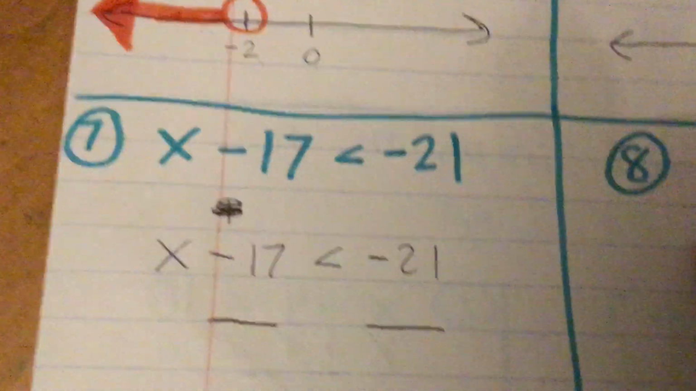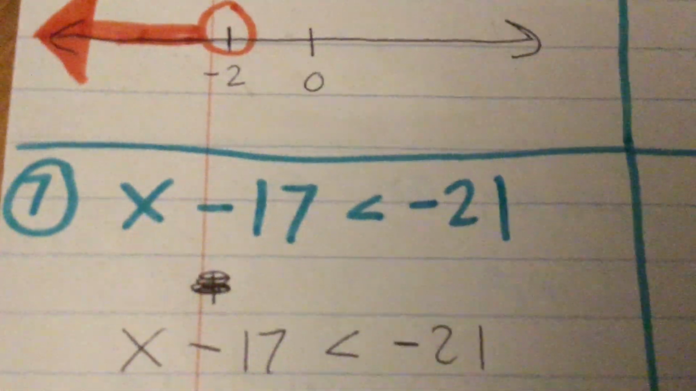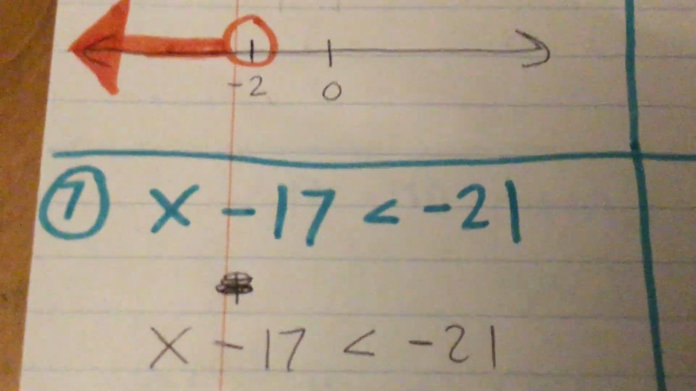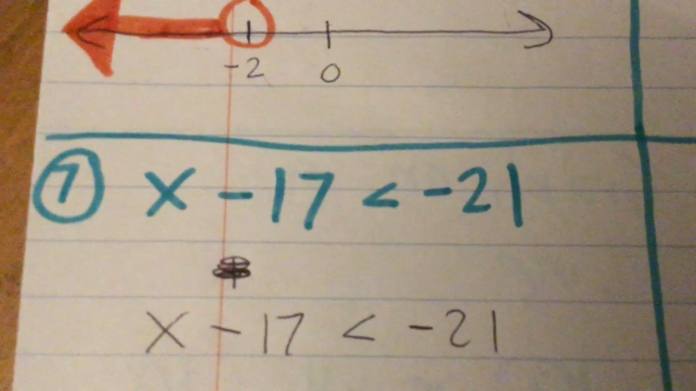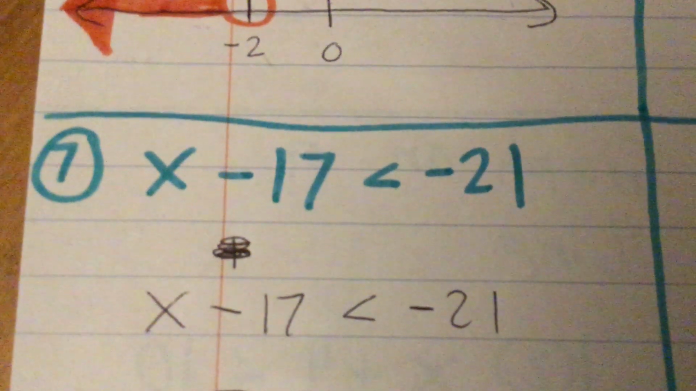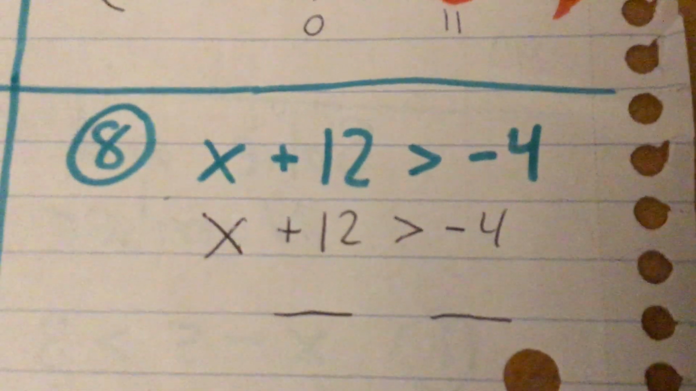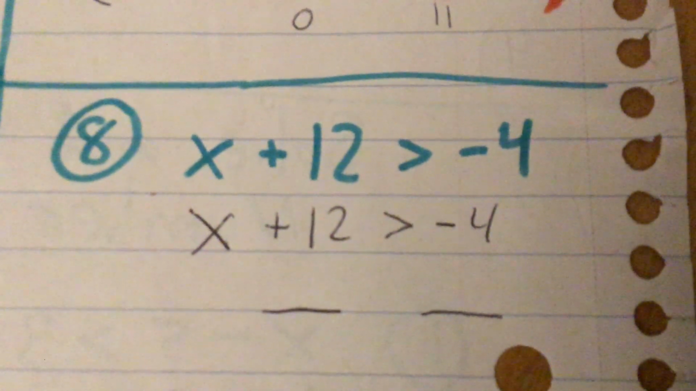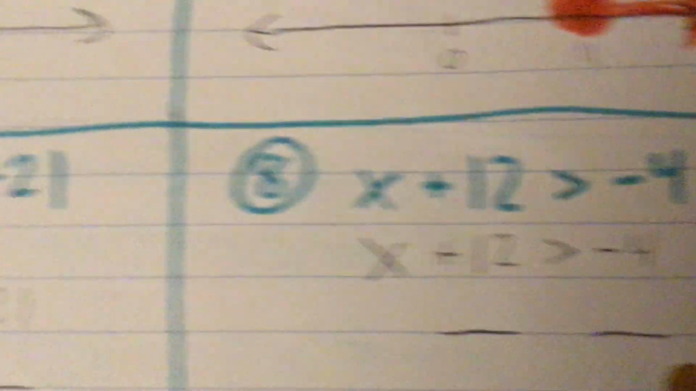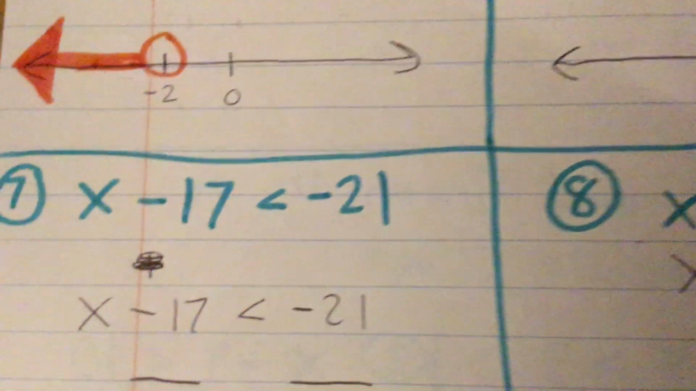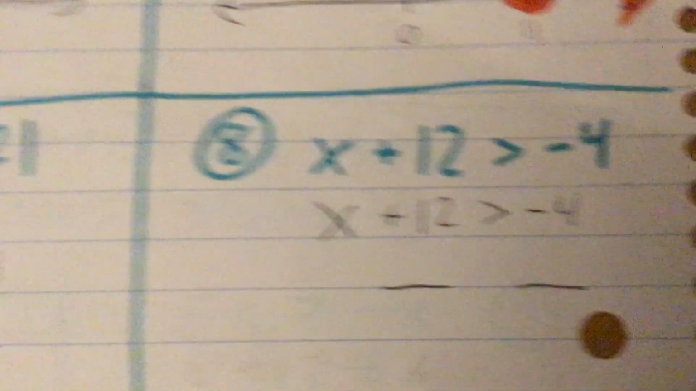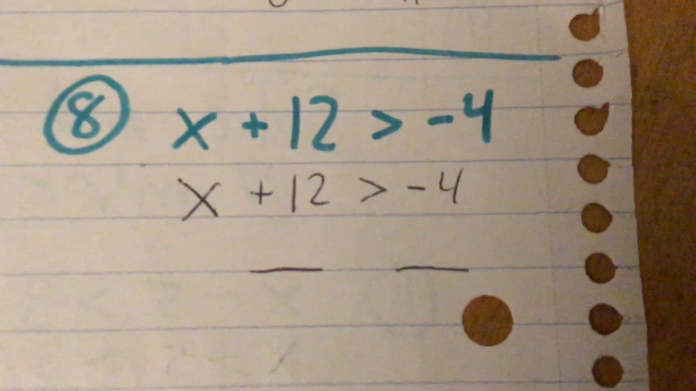Okay. All right, x minus 17 is less than negative 21. See if you can do this problem independently. And when you're done with that, see if you can do this problem independently. X plus 12 is greater than negative 4. So these are the two problems. X minus 17 is less than negative 21. X plus 12 is greater than negative 4.